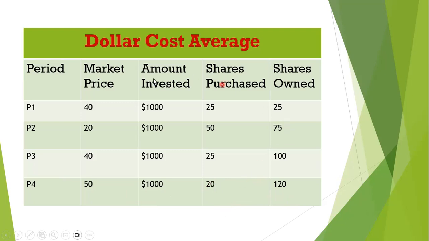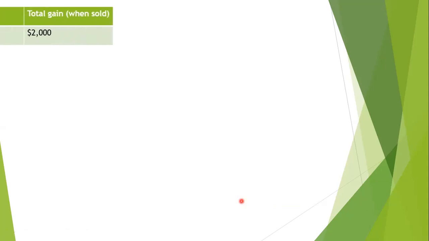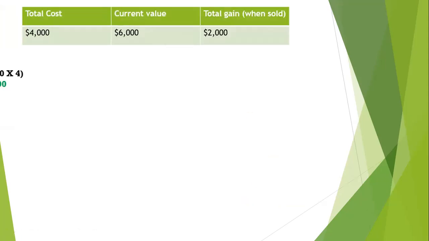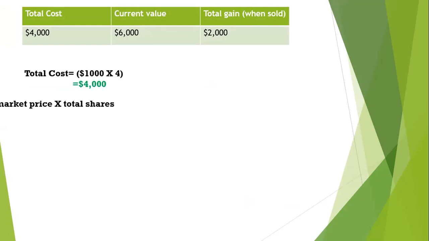So that is the table illustration of the dollar cost average. You have your periods of time that you pick, the market price, the amount invested, the shares purchased, and the total number of shares that you own as you go down. So now let's look at this. What is the total cost? If you invest for 4 months, 1,000 each month, how much are you going to incur? 4,000, right?